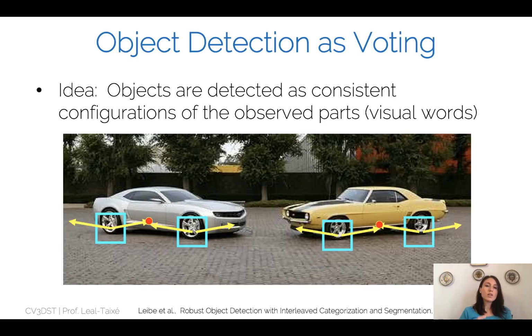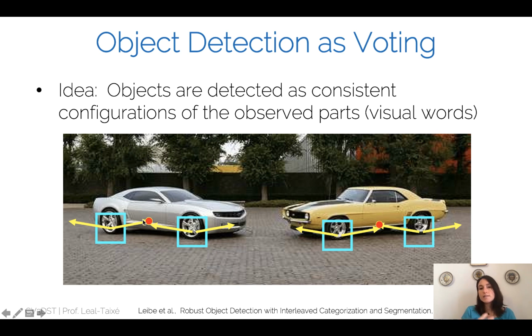So let's see how we can actually use this to perform object detection, not only line detection, but object detection in the form of voting. The idea is that objects are going to be detected as a consistent configuration of observed parts. In this case, we have a car, and we know that a car has two wheels. And we know that these two wheels are always roughly in the same position with respect, for example, to the center of the car. So the rough idea would be to use the wheel patch, and whenever this wheel patch is detected, I'm going to cast a vote for the center of the car.